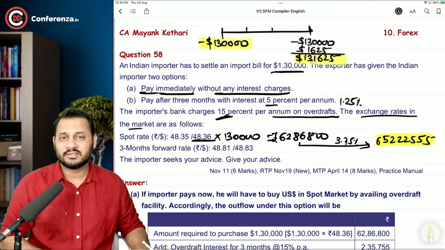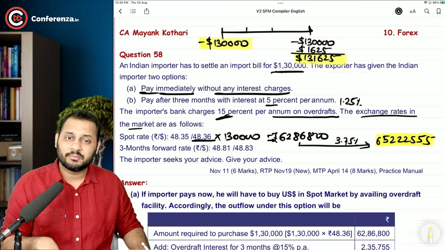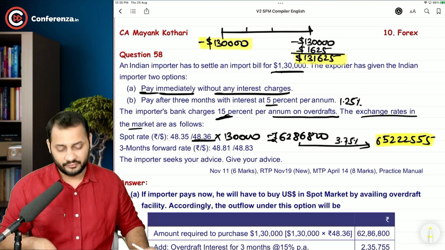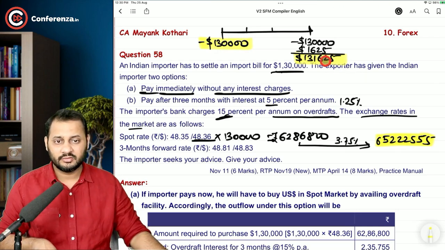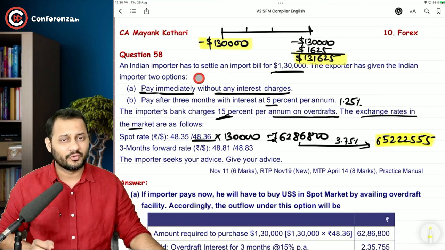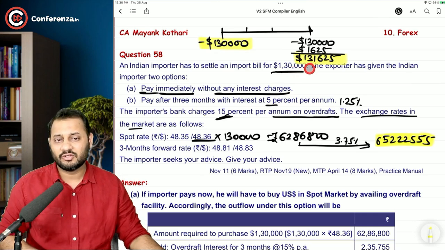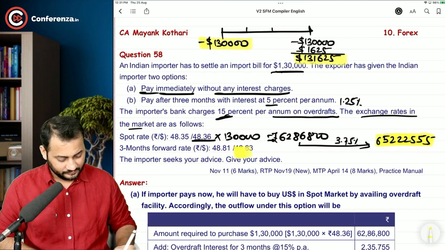But if you ask the supplier itself that I will make the payment after 3 months, now the interest will be charged by the supplier. So 131,625. This is the amount that you have to pay after 3 months. You will simply enter into a buy forward contract today to buy the foreign currency of 131,625 at the end of 3 months. You want to buy the dollars? Bank will sell the dollars at this rate.